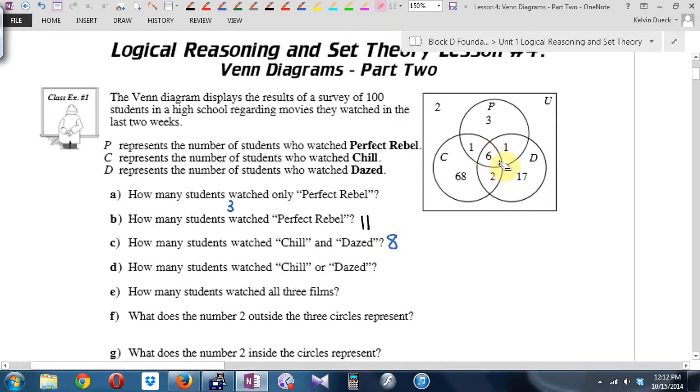Trickier question. How many watched Chill or Dazed? Now that means one or the other or both. I think it's going to be all of those as well as that. I'll color it in and then erase it. You guys don't need to, I think it's that, yeah? That is the group of students that watched one or the other or both, and some of them watched all 3 as well, but that's okay.